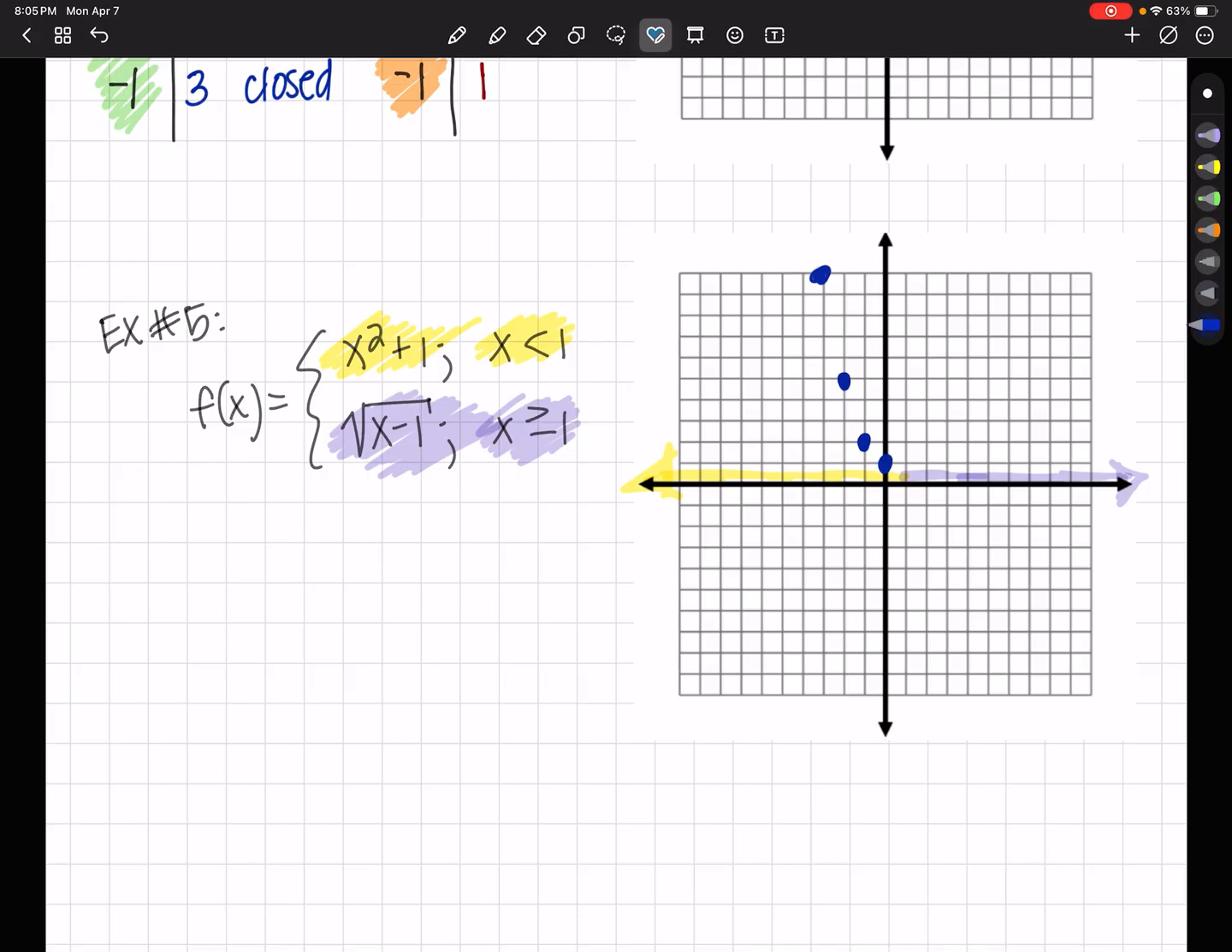When we put a 1 in, it is going to be an open circle, and 1 plus 1 is 2. So we've got a partial parabola. And now the other piece, we're going to put a 1 in because that's where the two highlighted colors meet. This time when we put the 1 in to the purple piece, it will be a closed circle. So our output will be a closed circle.